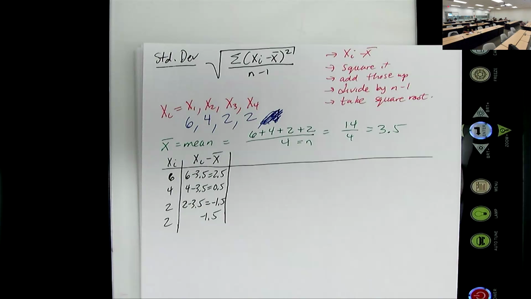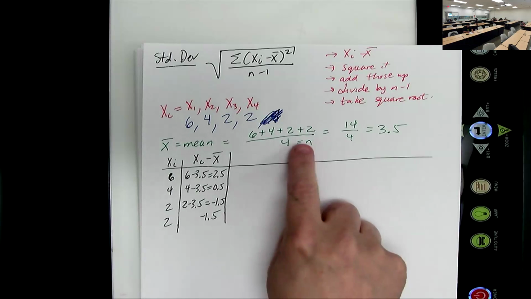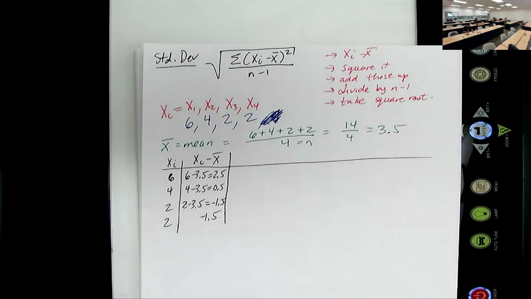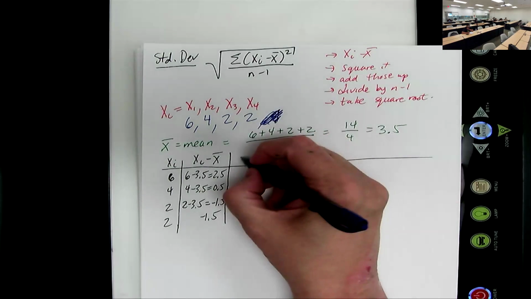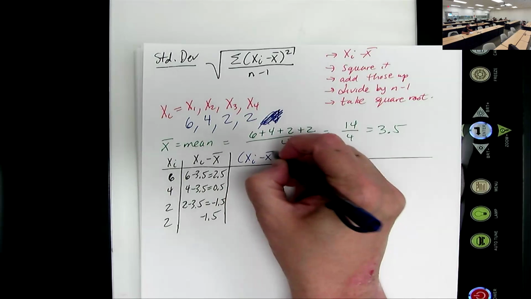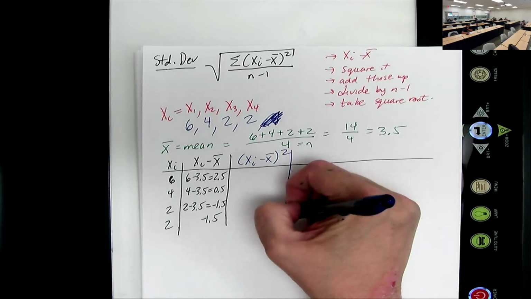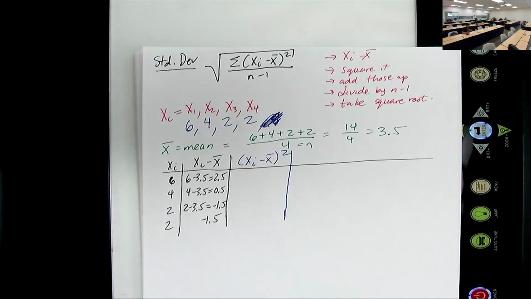In the green section, we did the mean, dividing by the 4. Where does the minus 1 come into play there? Later. The mean divides by n; n minus one is in the standard deviation. It's a different formula, great question. Next, we'll do the xi minus x bar squared. So we're just squaring the column before it.